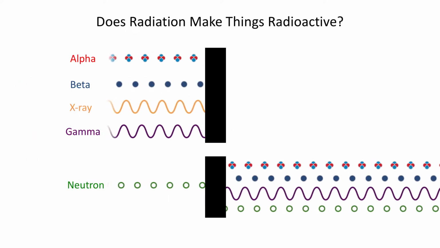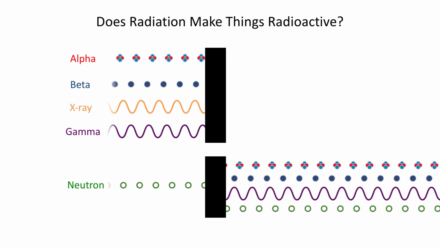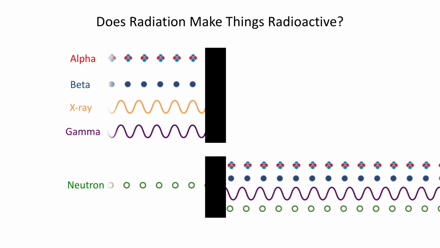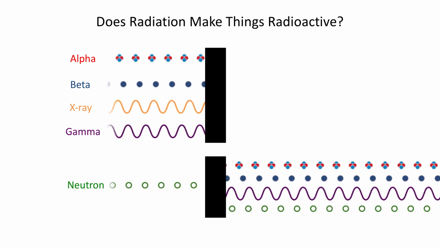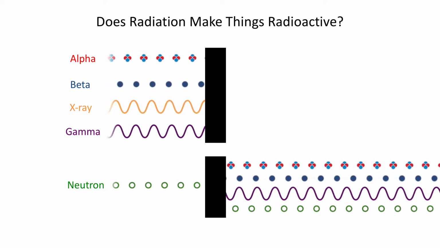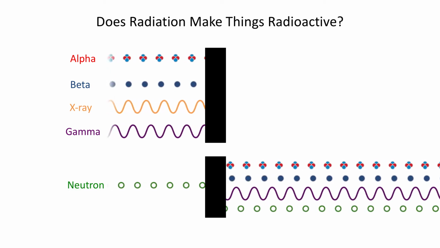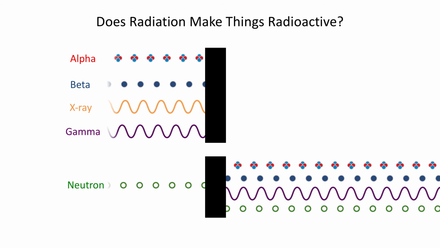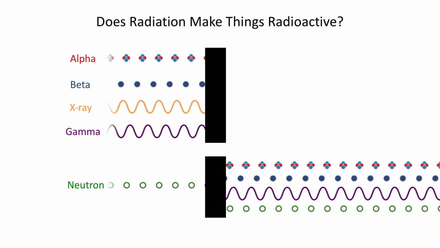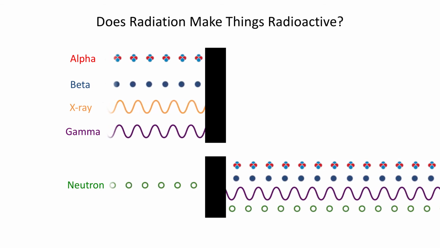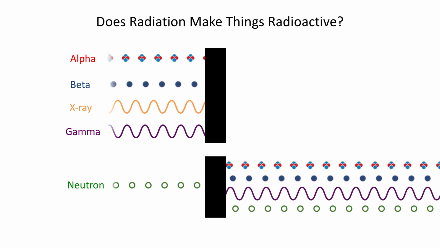The final idea for us to discuss on the science behind radiation is whether radiation can make things radioactive. When something is radioactive, that means that it is actively emitting radiation. But just because something is exposed to radiation, that does not necessarily mean that that object itself will become radioactive and start emitting radiation.